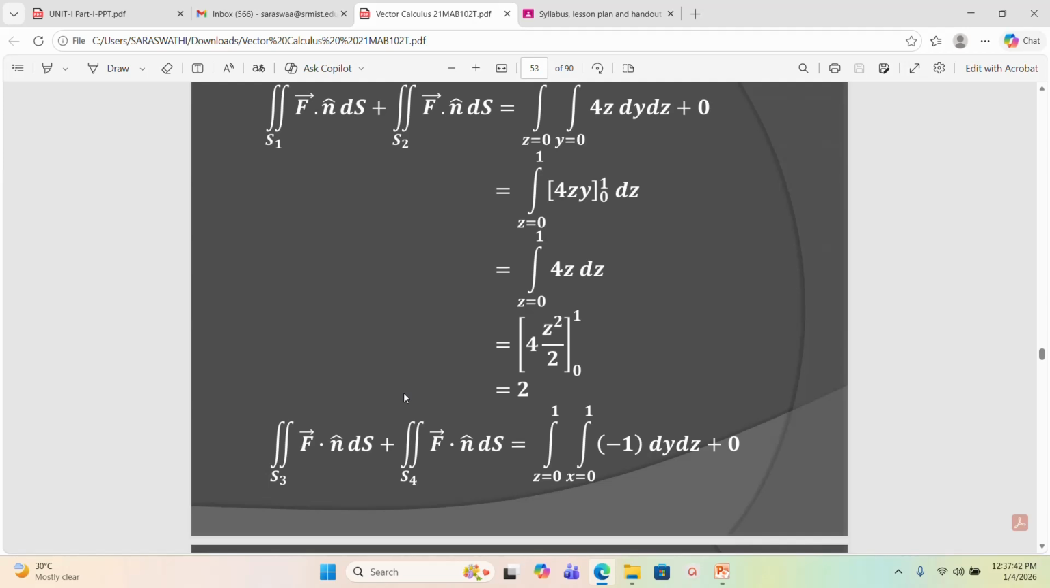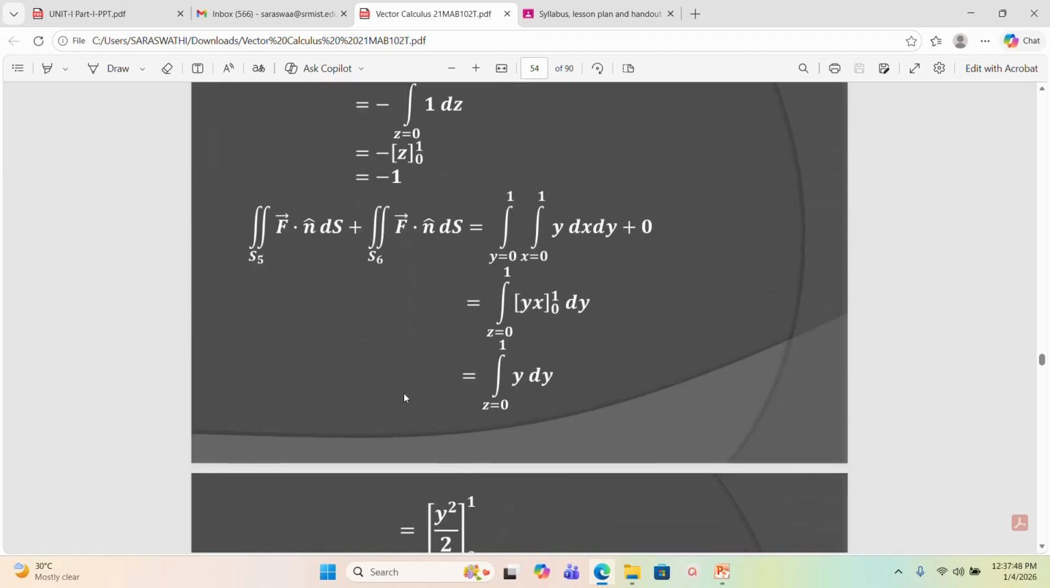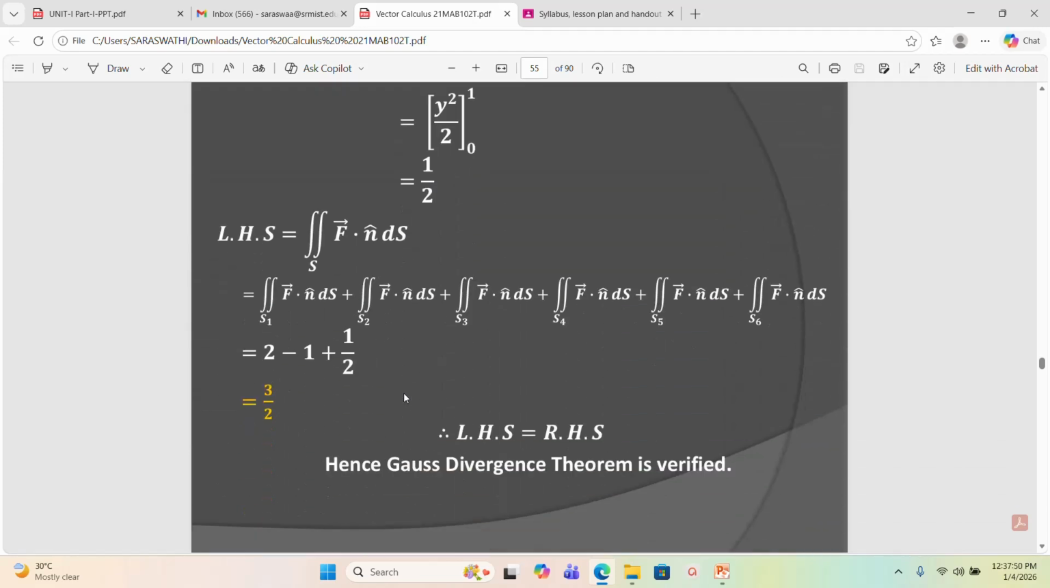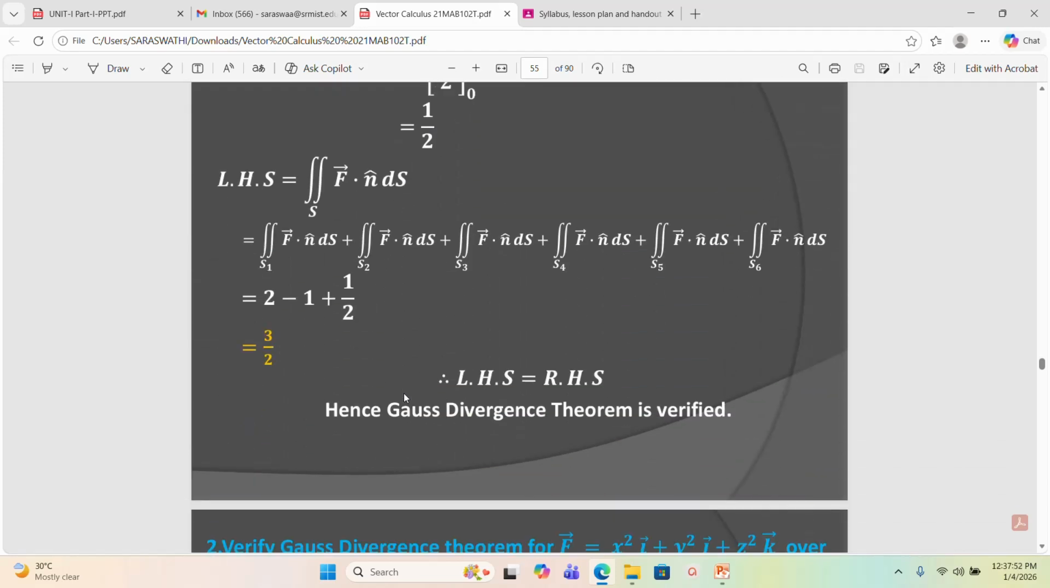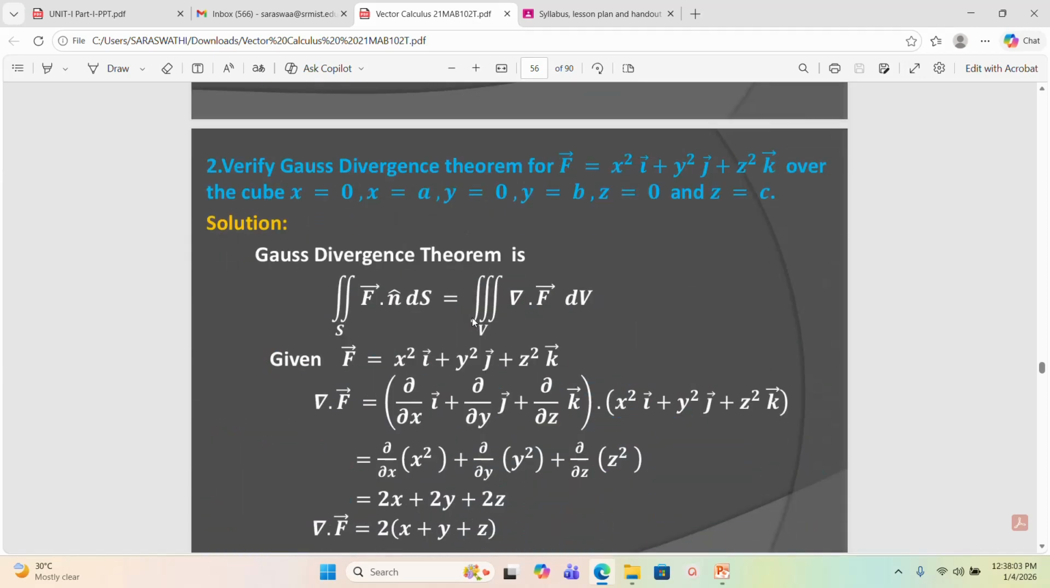Therefore, the surface integral of f vector dot n cap ds is equal to the triple integral over v of the divergence of f vector, that means del dot f vector dv. Therefore, Gauss divergence theorem is verified. Hence, 3 by 2 is equal to 3 by 2. We got the answer. And the second question.